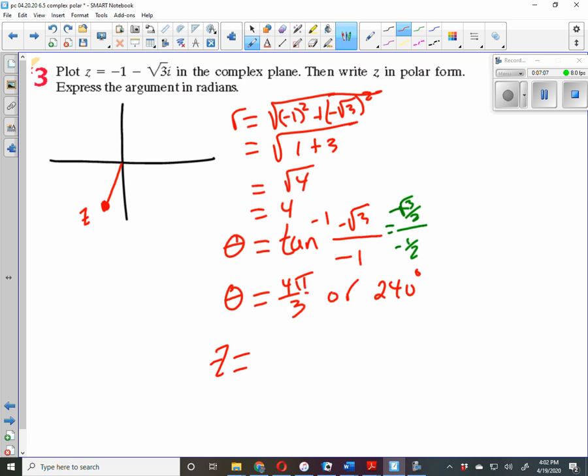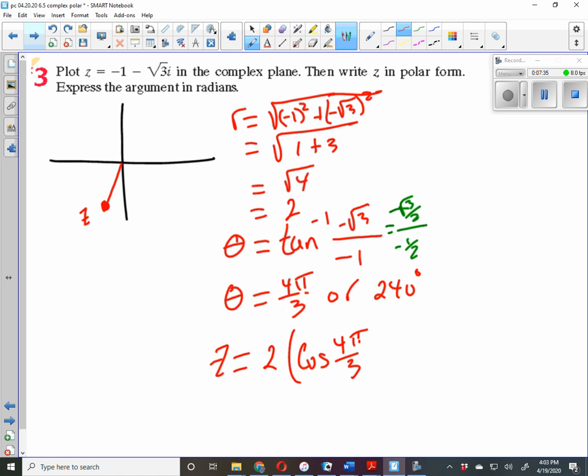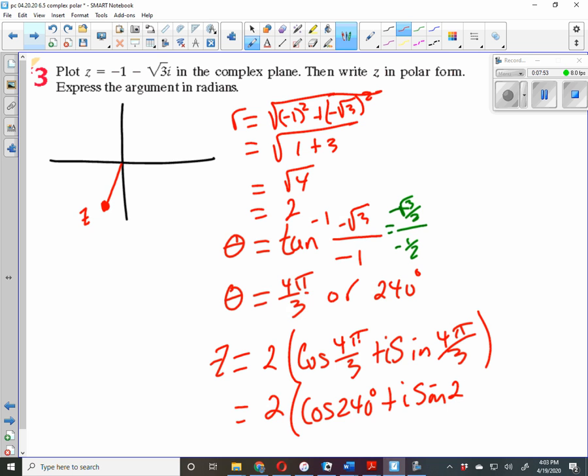Z is equal to R, 2, and there was a mistake here. I could hear you guys screaming at me. Square root of 4 is 2, not 4. You're right, I'm wrong. 2 times cosine 4 pi over 3. And remember our formula said plus. So we're going plus I sine 4 pi over 3, or 2 cosine 240 plus I sine 240. Don't forget the I, which I did.